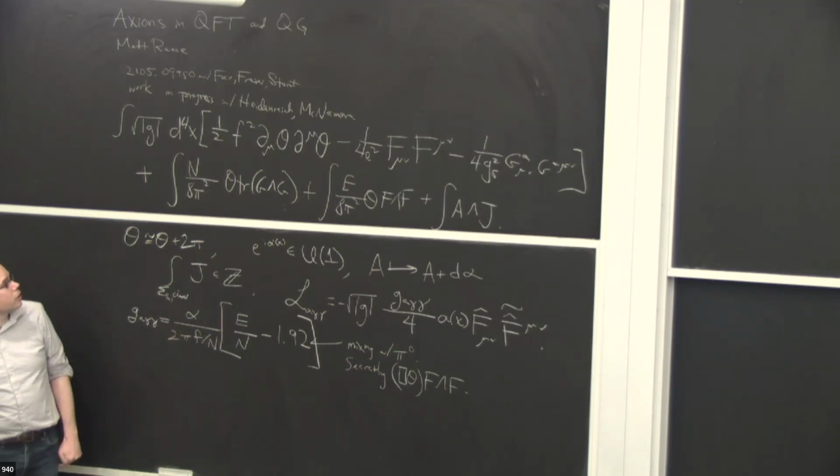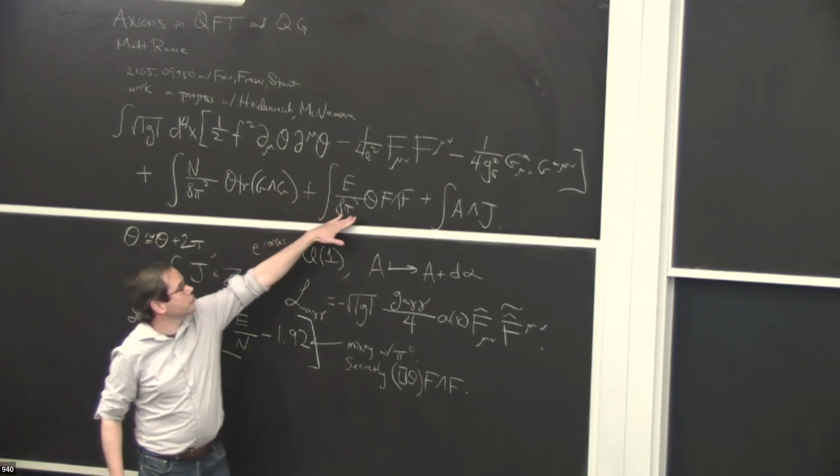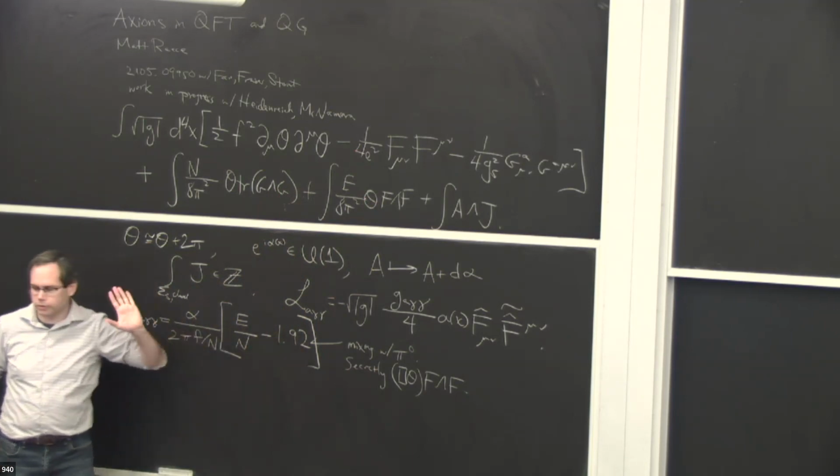Yeah, I should say a lot of what I'm going to talk about, I will say things specific to the QCD axion, but I will also say some things that are just generic statements about axions coupled to U(1) gauge fields. But this piece is specifically for the QCD axion.